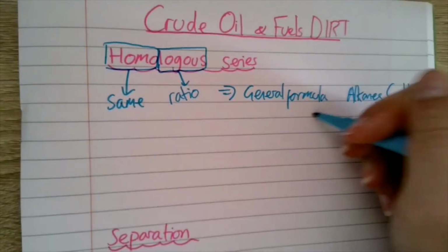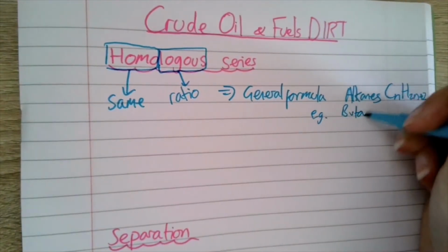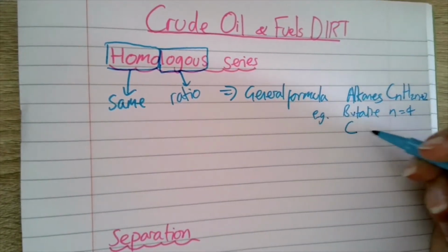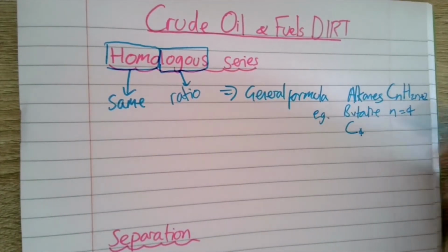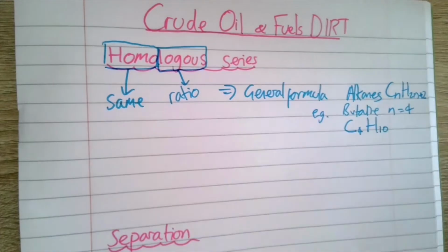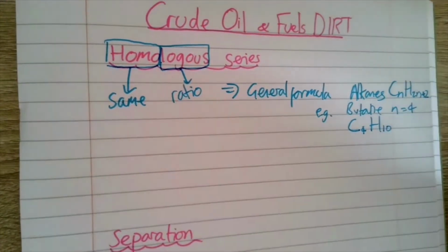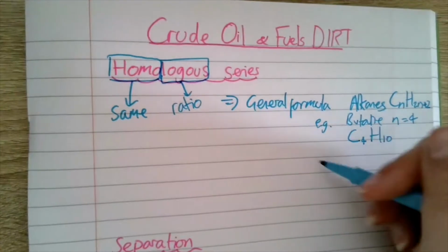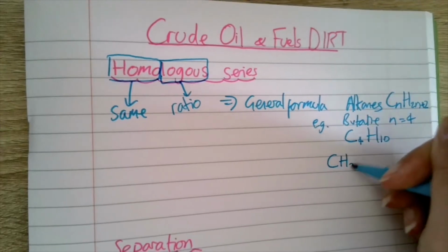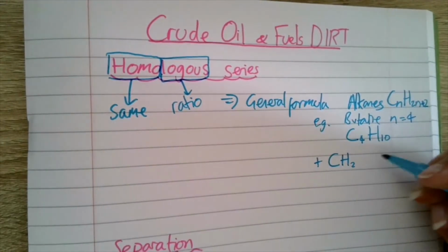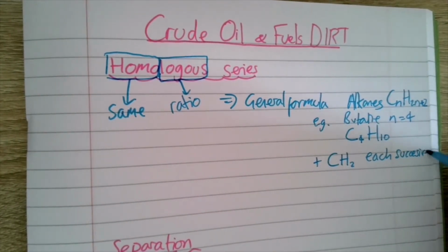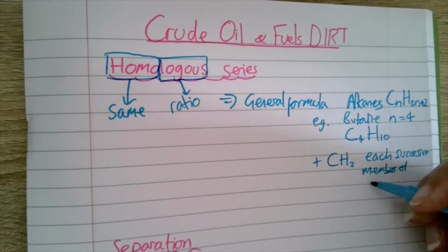So for example, butane, we have 4 carbon atoms, so then we know that carbon is C4, and then for our H we have to do 2 lots of that 4, which is 8 plus 2 to give us 10. But they all have the same general formula, and so for our alkanes, the next one in the series, we're adding on CH2 for each successive member of the series.